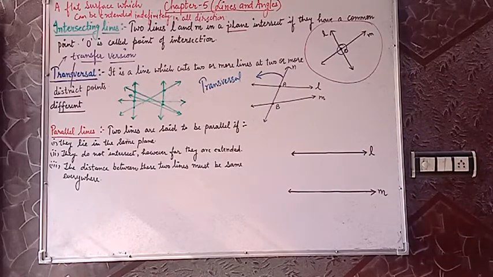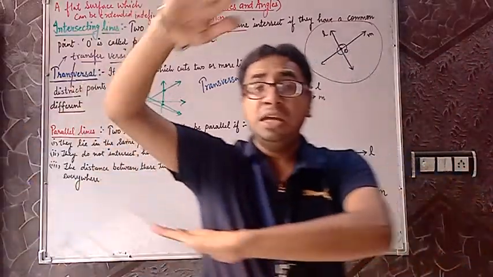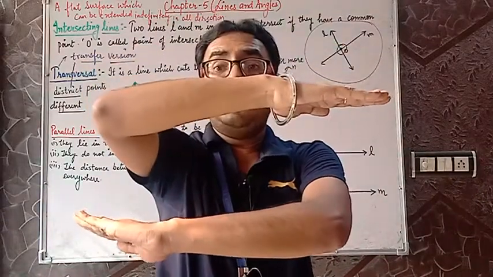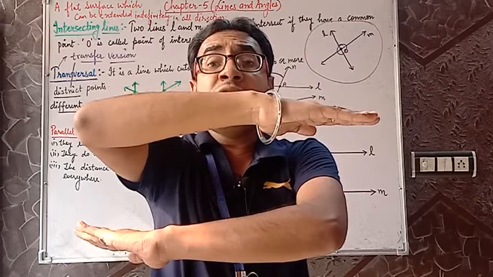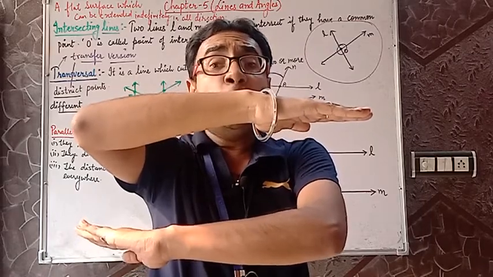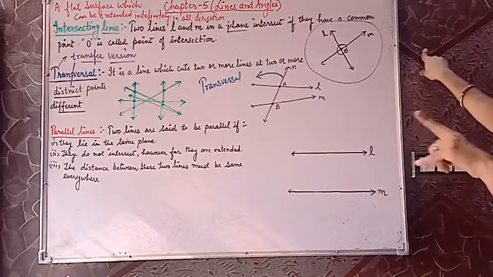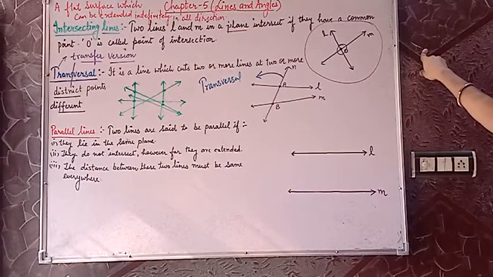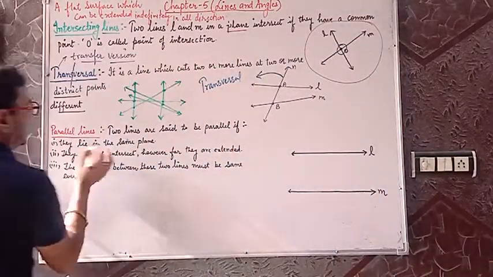Next, parallel lines. If I talk about parallel lines, what do you mean by parallel lines? These two lines are parallel. If I talk about my arms, my two arms are parallel to each other right now. Understand what parallel lines are. The first important condition is they must lie in the same plane.